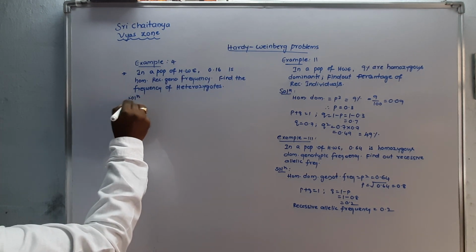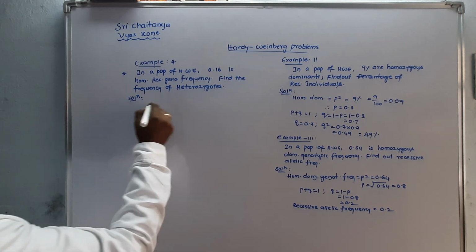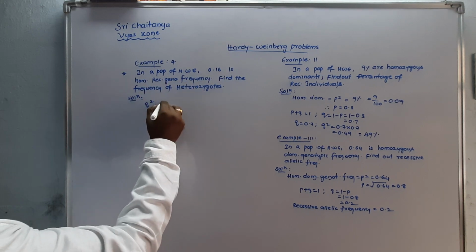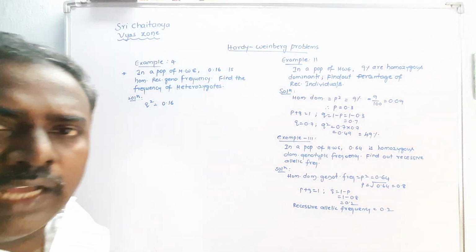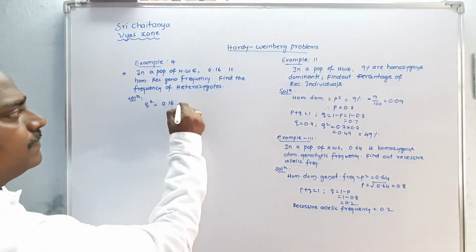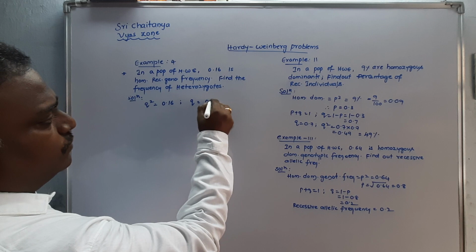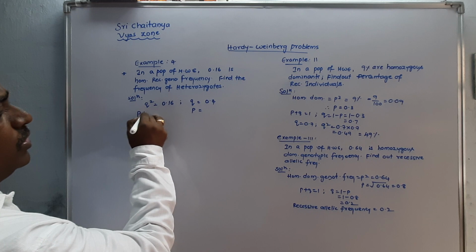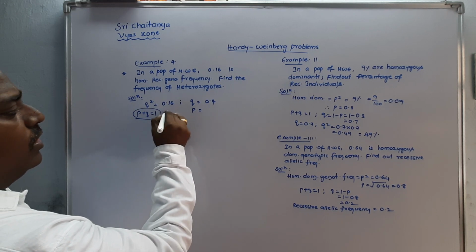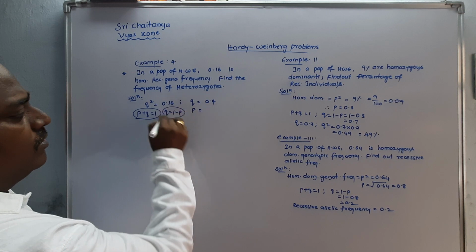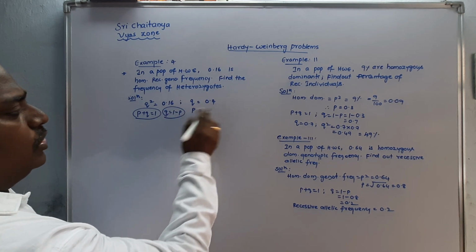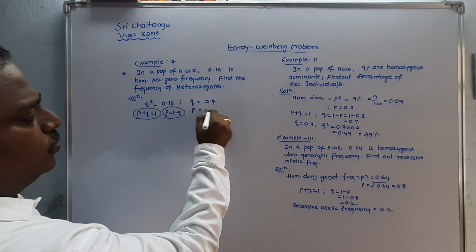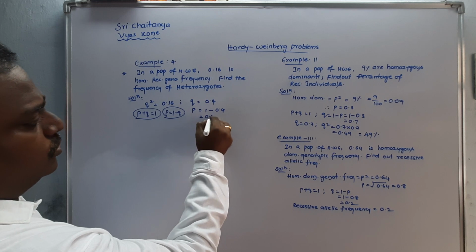Then for this the solution is, they have given the homozygous recessive genotypic frequency as 0.16. So Q square is equal to 0.16, whereas Q is equal to 0.4. P plus Q is equal to 1, you know that, or Q is equal to 1 minus P. Then P is equal to 1 minus Q, that is equal to 1 minus 0.4, that is equal to 0.6.